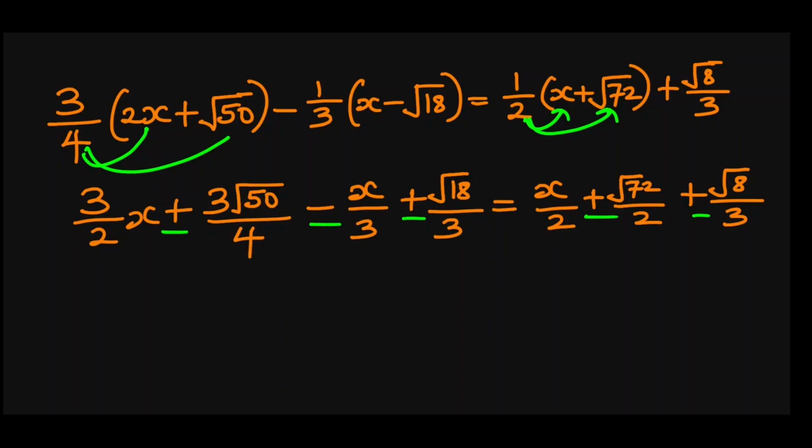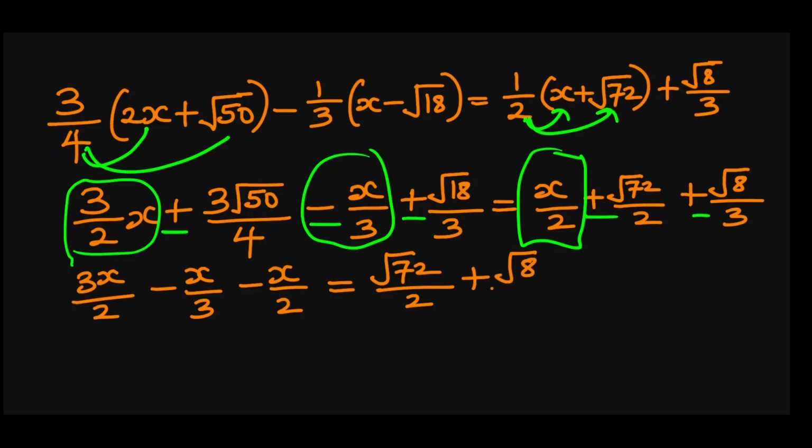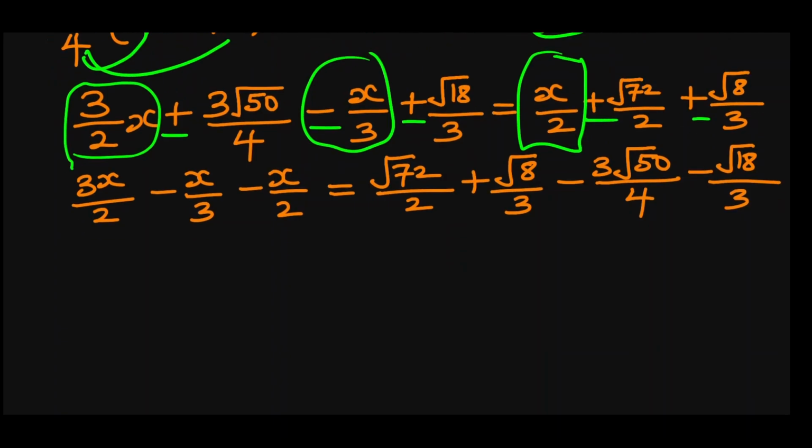So this now gives us 3x over 2 minus x over 3 minus x over 2. So what we've done is we moved, this is already on the left, this is already on the left, and then this one that was on the right, we brought it to the left, and then it became minus. So equal to root 72 over 2 plus root 8 over 3 minus 3 root 50 over 4 minus root 18 over 3. Now let us start simplifying.